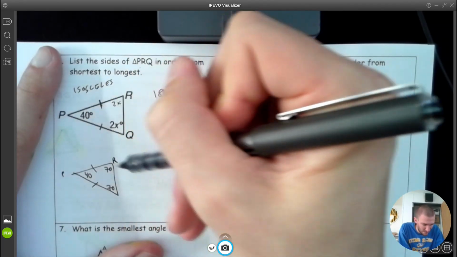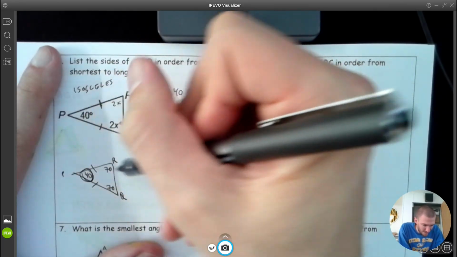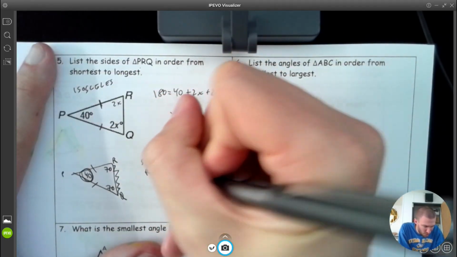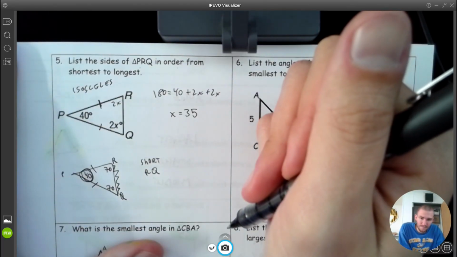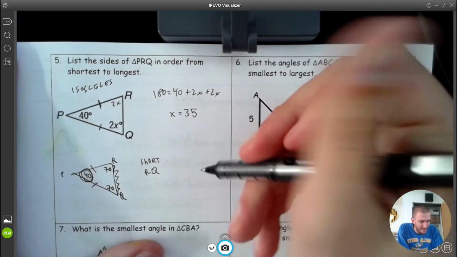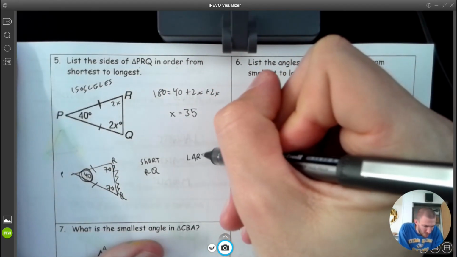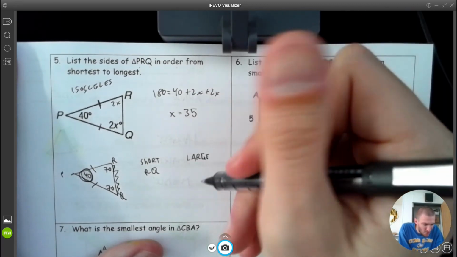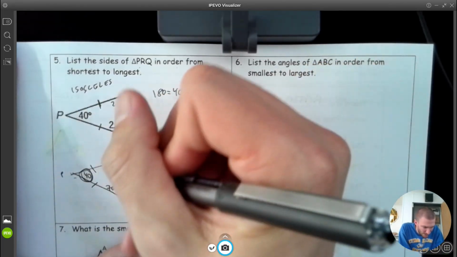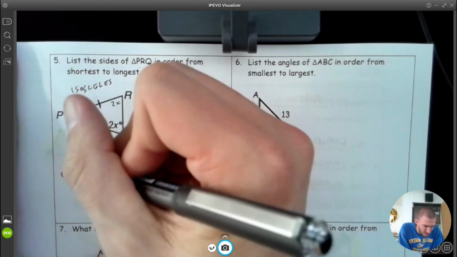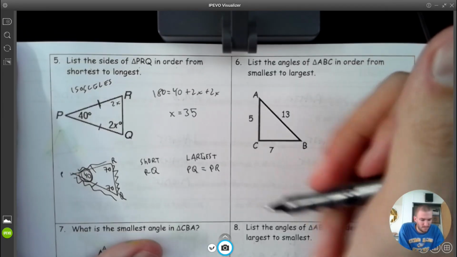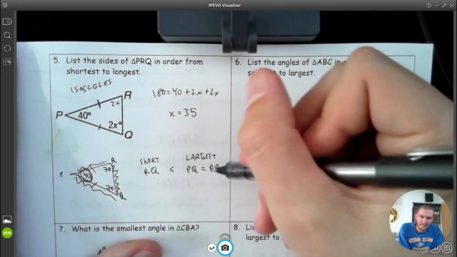Let me label these again. So if the shortest angle is 40, then the short side is going to be RQ. And then I kind of have a tie because I have 70 and 70. So now I kind of have two that are the largest. I kind of have no middle. I've got my PQ, that's this one over here, and then I've got this one, which is PR. And those two are equal to each other, right? So maybe I set it up, make sure that the alligator eats the largest one.